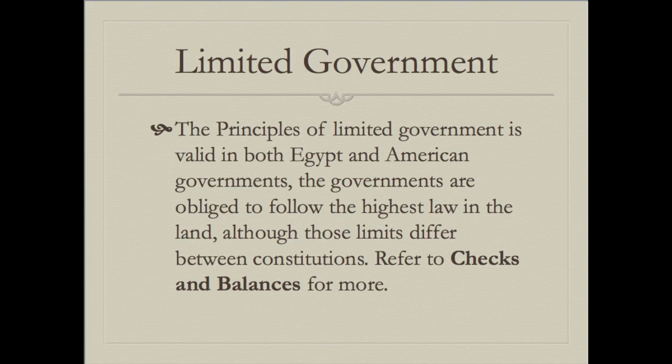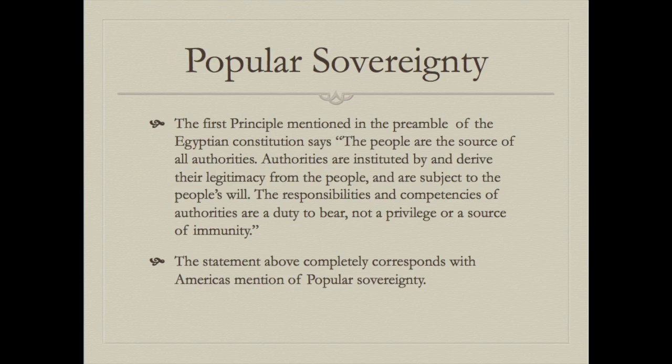The first principle in the preamble of the Egyptian constitution mentions that popular sovereignty is extremely important and that the people are the source of all power. That is exactly what the American Constitution says, that the people are the source of all power and that they cannot be a source of immunity, but rather that they are subjected to our will.